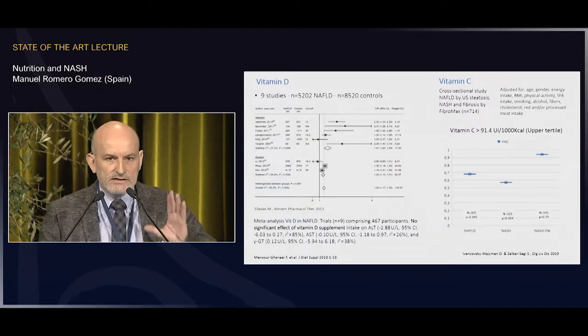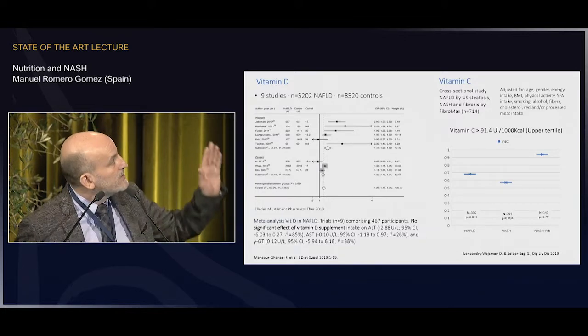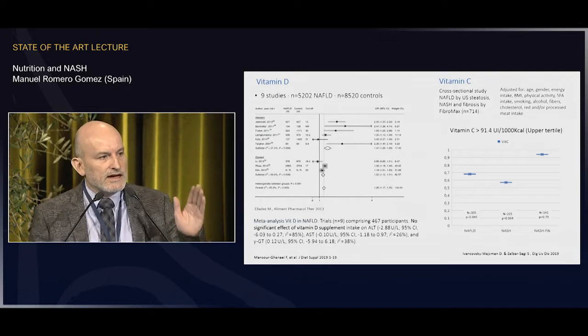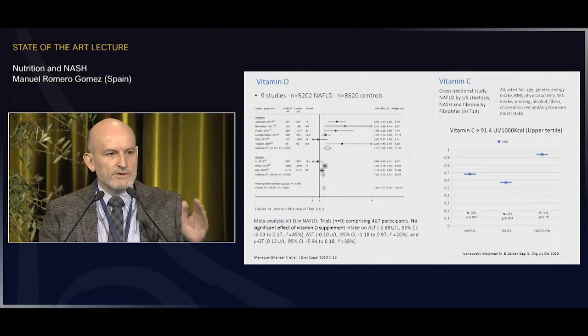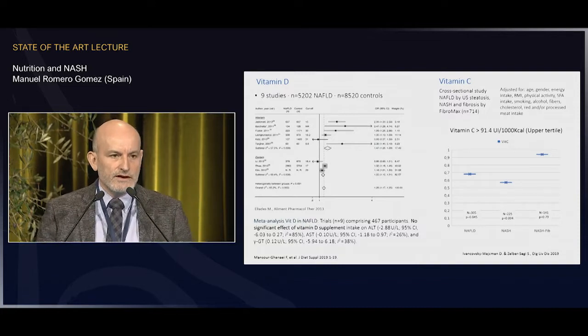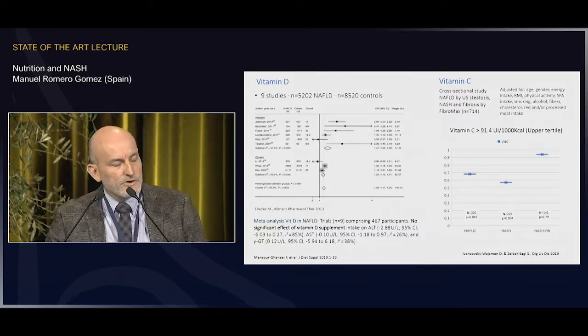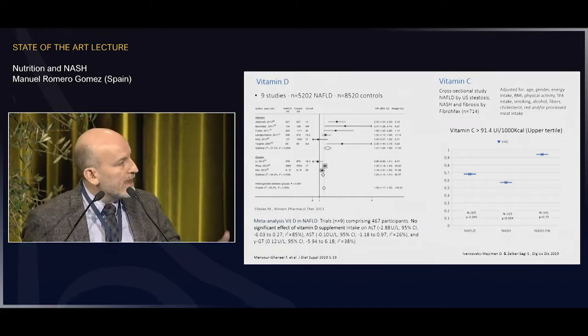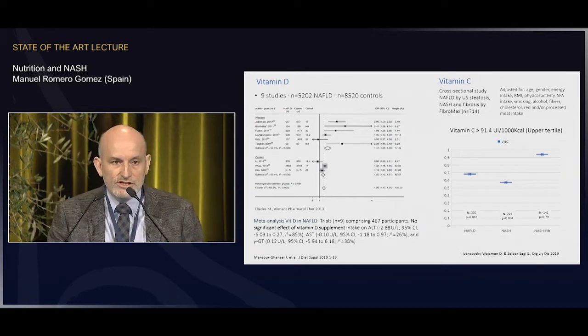You see here the same example several times. For vitamin D, it's clear in the meta-analysis that the lower the levels of vitamin D, the higher the risk of progression of NAFLD. The intake of vitamin D is also related to the risk of NAFLD progression, but when we analyze supplementing the diet with vitamin D, we did not find any effect on ALT, AST, or GGT.